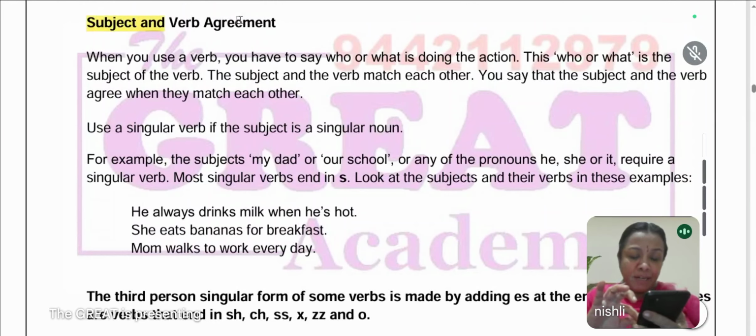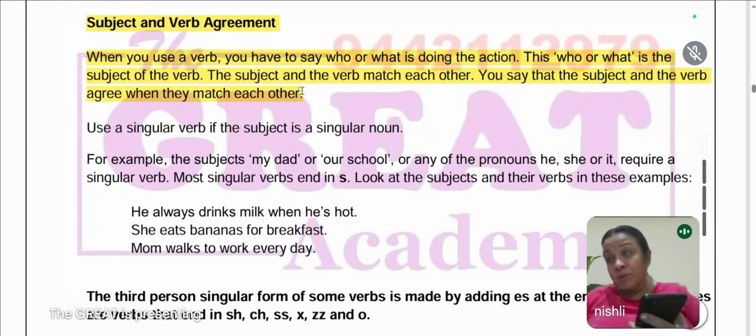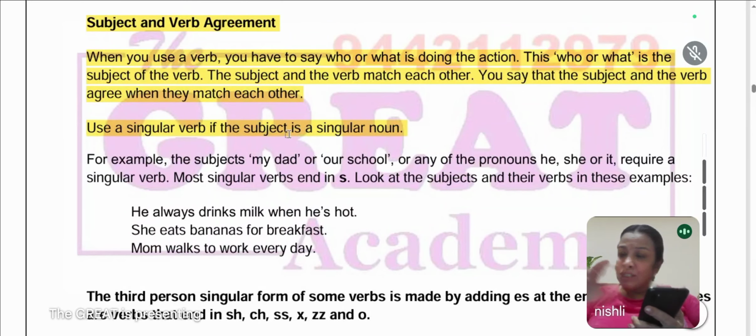Subject and verb agreement. When you use a verb, you have to say who or what is doing the action. So there should be a subject. If somebody is kicking or throwing the ball, who's doing it? This who or what is the subject of the verb. That only forms the beginning of the sentence, so you find the subject always at the beginning. The subject and the verb match each other, complement each other, and give meaning to the sentence. You say the subject and the verb agree when they match each other.